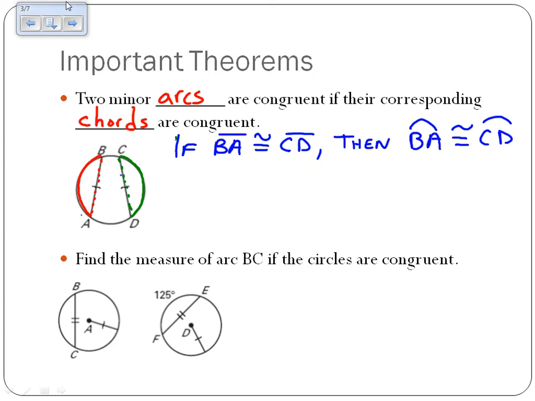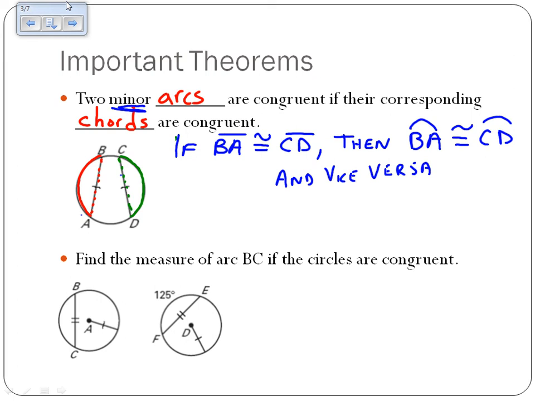All right? So all it says is if the chords are the same, the arcs would have to be the same. And vice versa. If I give you the arcs are congruent, then the chords must be congruent. Okay? Notice that this only works for minor arcs. Does not work for major arcs. It gets confusing.